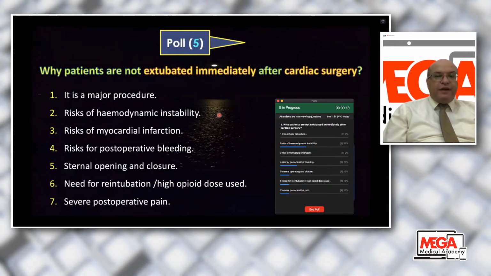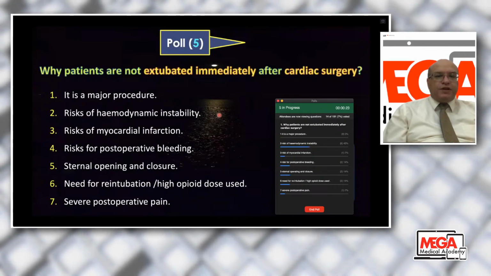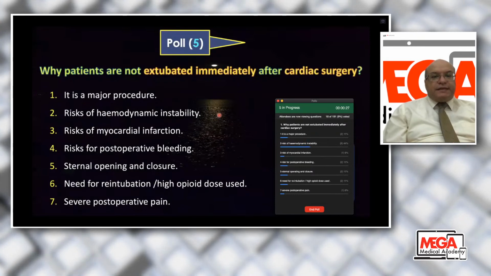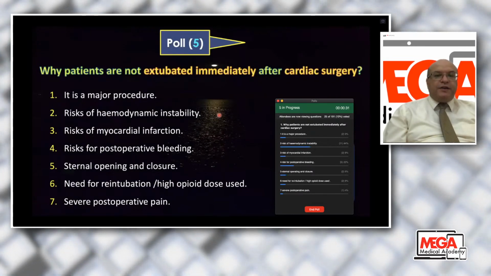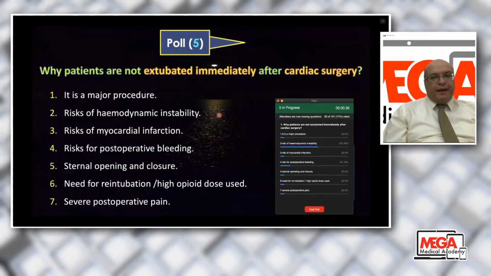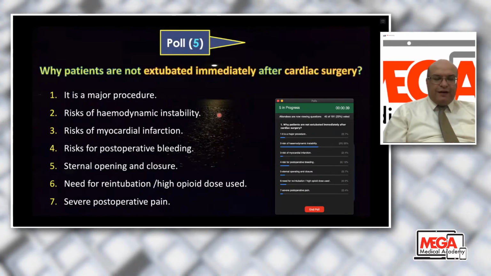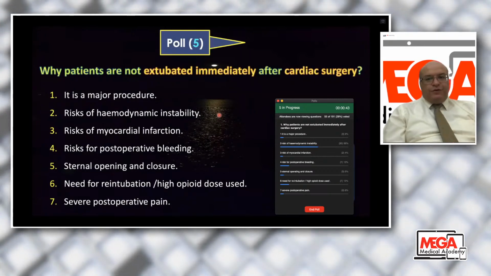Number five, sternal reopening or closure, there may be dialysis. And number six, need for reintubation, particularly with using high doses of opioids. Number seven, severe post-operative pain. Why are you not extubating patients on the table after cardiac surgery? Can you click on your vote?